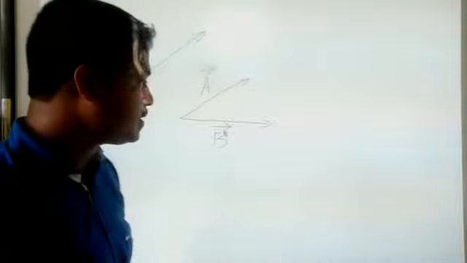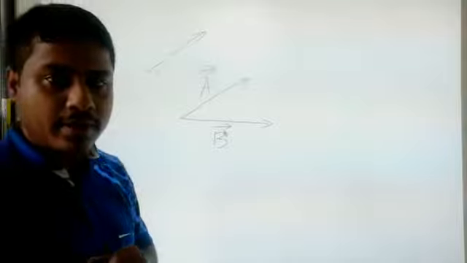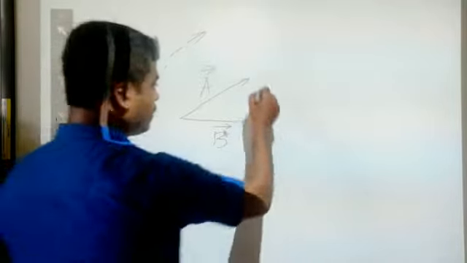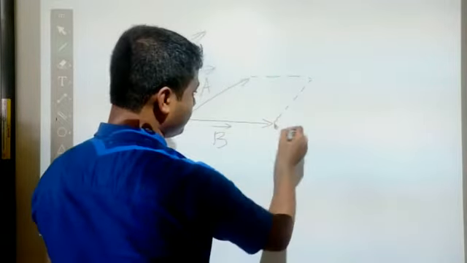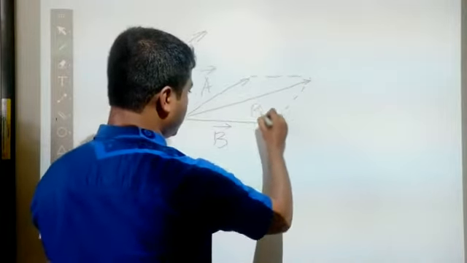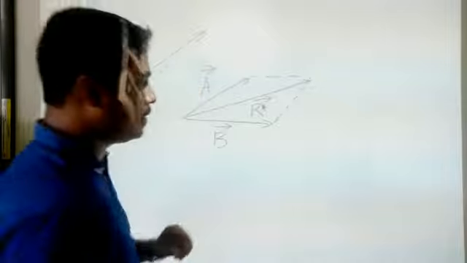As I have already told, the statement is that if two vectors are represented by the two sides of a parallelogram, the resultant will be represented by its diagonal. So let us first complete the parallelogram. So your resultant will be this one. This will be your resultant. Okay, the total of this A and B.